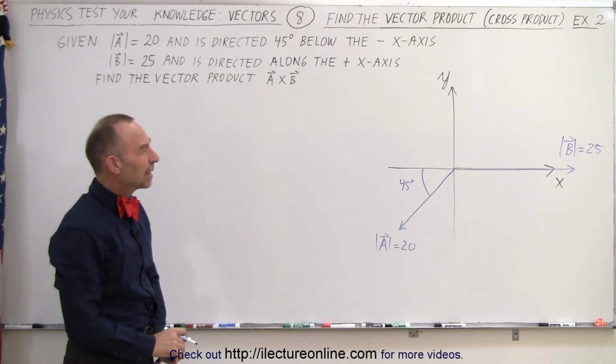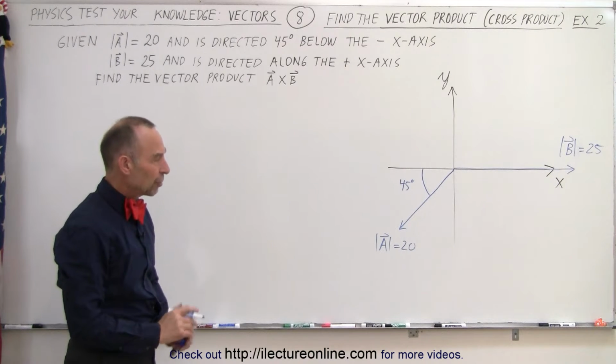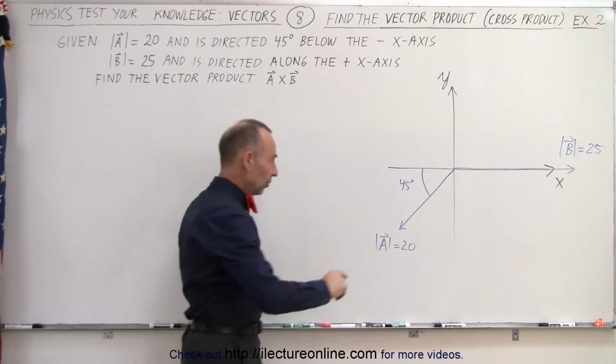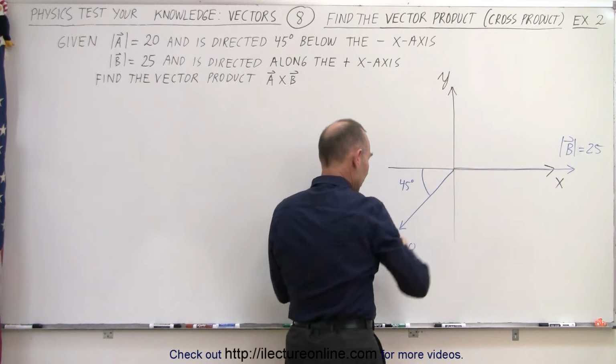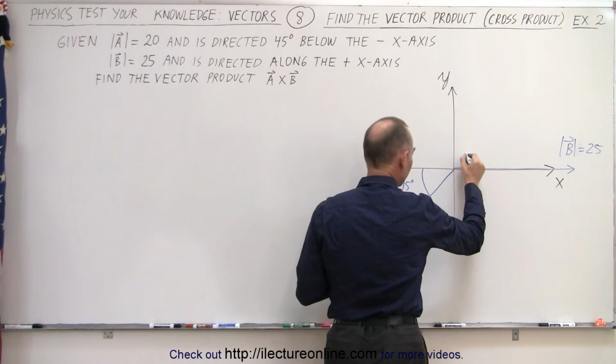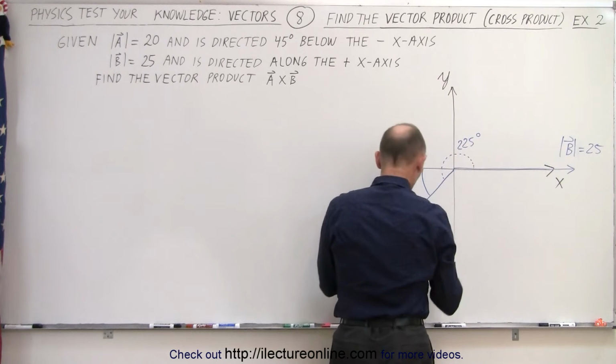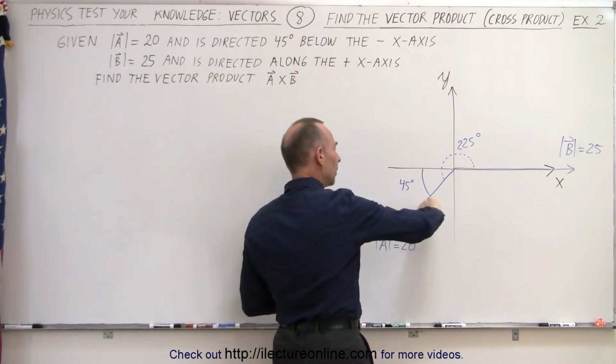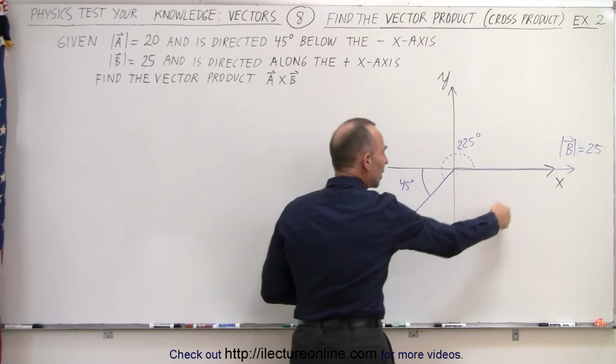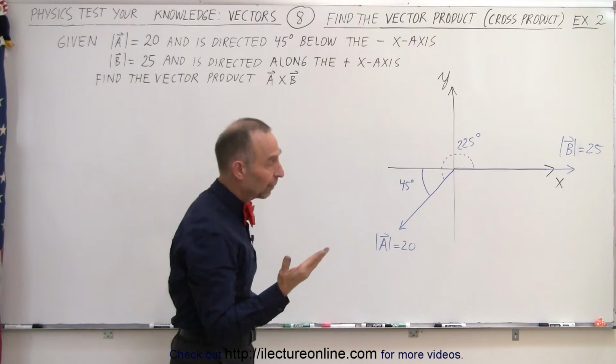Now how do we take the vector product A cross B? In other words, if we think of it over here, we see that we have an angle of 225 degrees right here. So the vector product, is it from A to B this way, or is it from A to B this way? So think about it.